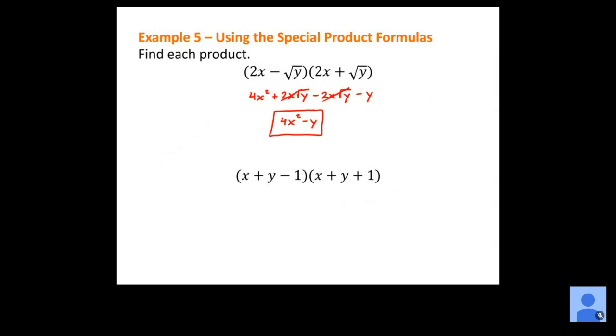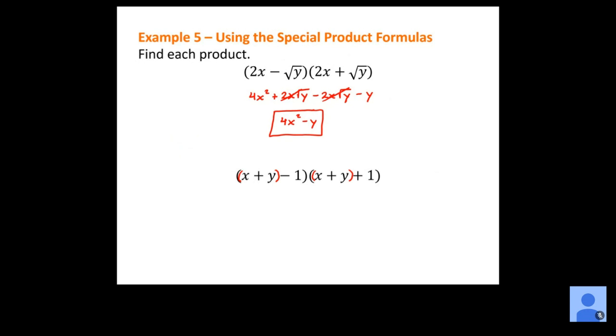All right, now the next one, there are technically 2 trinomials here, right? We have x plus y minus 1, 3 terms, and then x plus y plus 1, another 3 terms. You could do the box method, right? And you could set up 3 rows and 3 columns, multiply everything together, get your answer that way. But if you notice here, we actually have this x plus y that's the same for both sets of parentheses here.